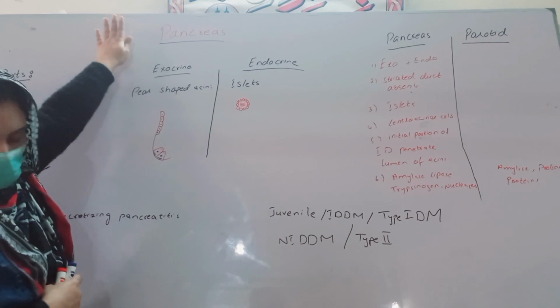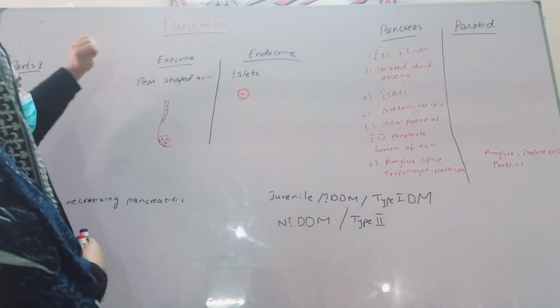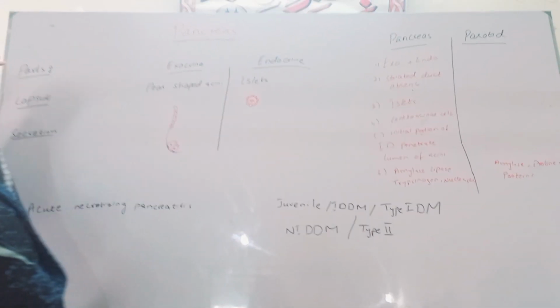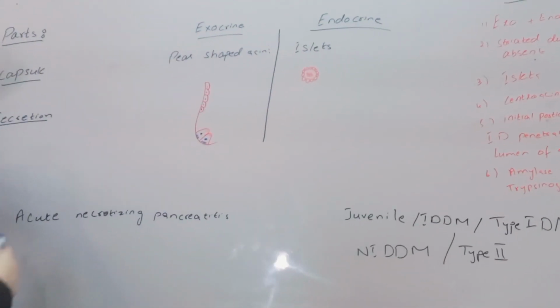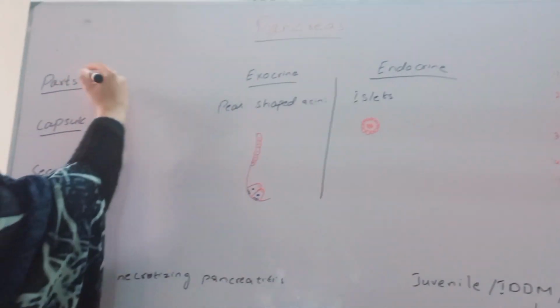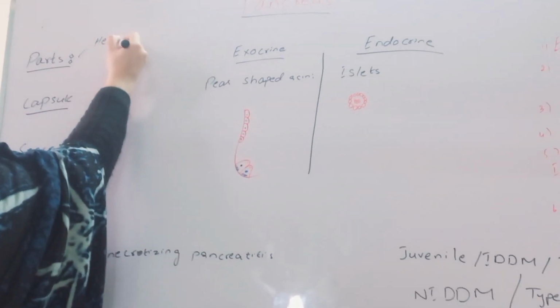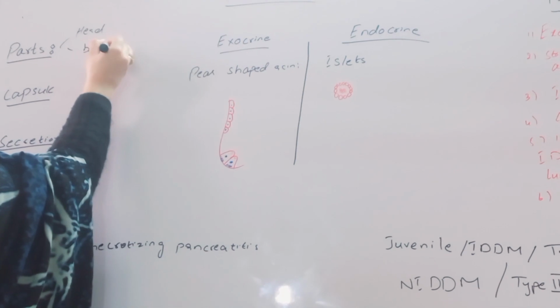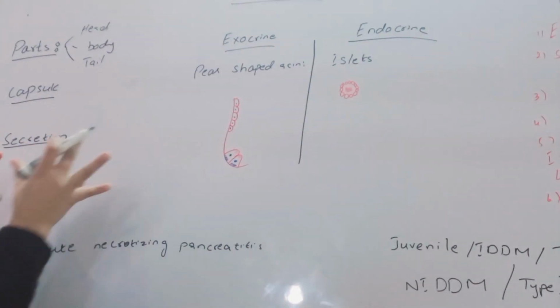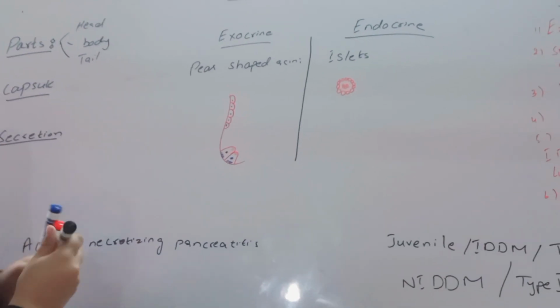Pancreas is a compound acinar type of gland which has both exocrine and endocrine parts. First we will discuss the parts of the pancreas. Pancreas has different parts. Firstly there is the head, then the body and tail. But we will discuss just the pancreas histology.